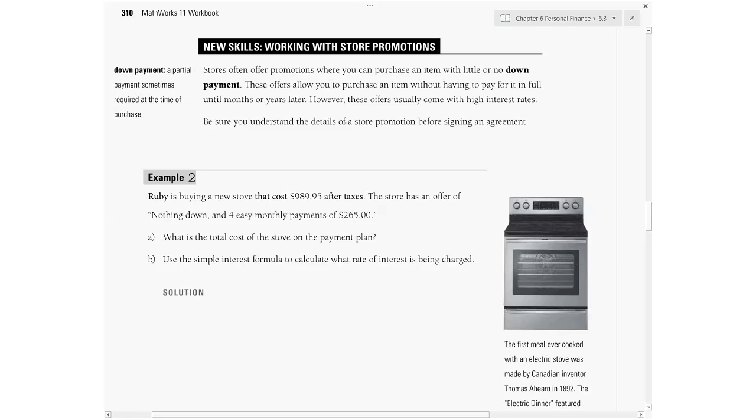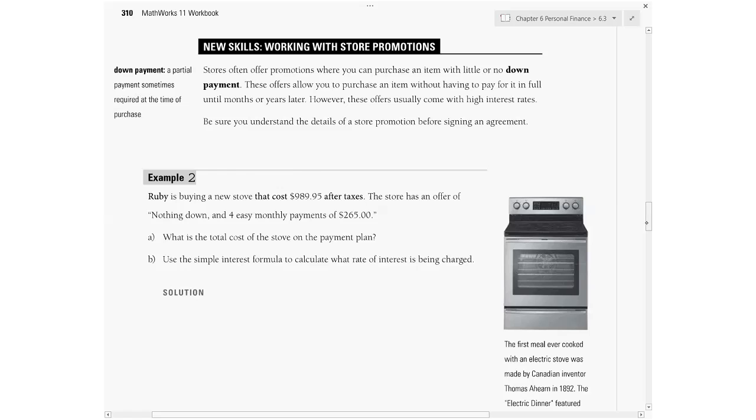Sometimes it may look really good up front, but if you really look at it, you're going to pay a ton more. Some of them are good plans, but make sure you're really taking a close look. What's the down payment? Well, that's just a partial payment, sometimes required at the time of the purchase. So they might say 10% down payment. So you go in, you pay 10% of the full price of whatever it is, and then the rest of it you pay off over a period of time.